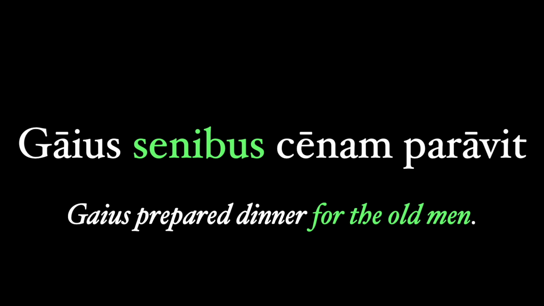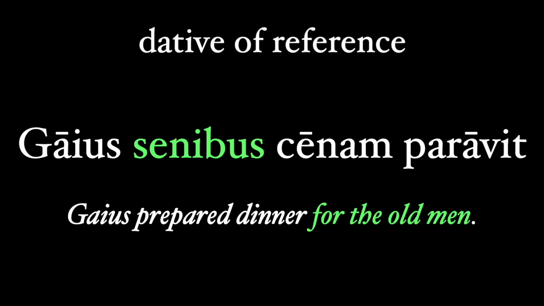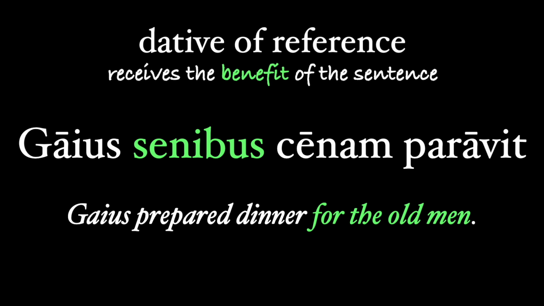In this case, senibus isn't an indirect object. It's acting as what we call a dative of reference here. And you can see that the old men aren't quite receiving the dinner as much as they are receiving the benefit of the preparing of the dinner. This dative of reference is not an indirect object, and unlike our sentences with indirect objects, where the meaning is incomplete without the dative, the dative of reference isn't required. "Gaius prepared dinner" is a perfectly fine and complete sentence.